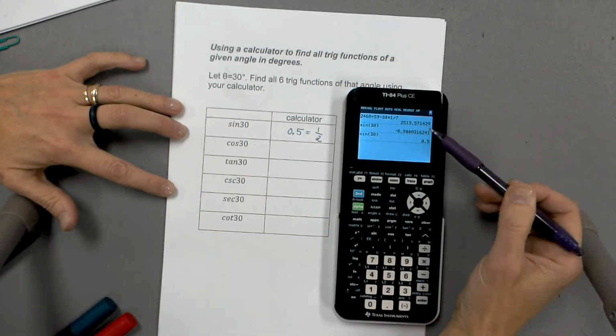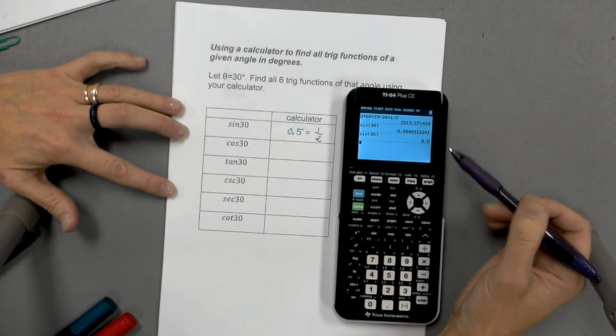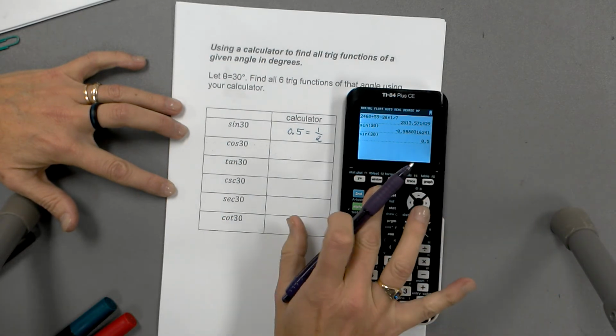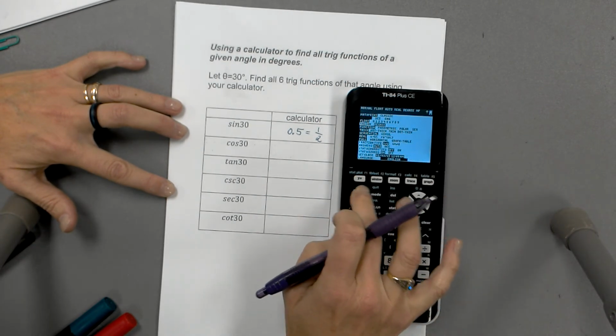Okay, so notice, depending on which mode you have, you're going to get very, very different answers. So don't do what I just did. Make sure before you do anything, you go into mode and you check to make sure that the degree function is selected.